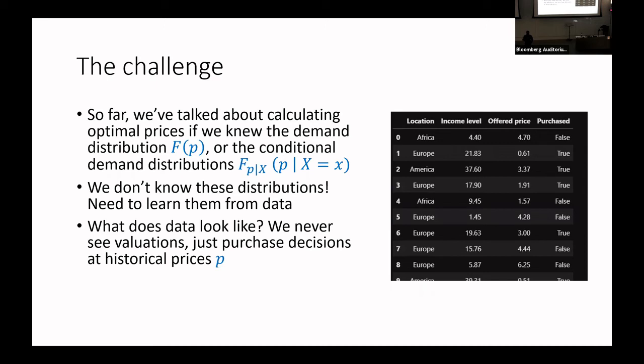So you never have data on their exact valuation. At best, you have data that looks like this, where you have a bunch of people with their covariates, then you have some offer, and then their decision. This is an example of censored data. All you observe is whether their valuation was greater than, for the first person, 4.7, or whether their valuation was greater than 0.61. So the task is we want to learn the distribution f of p, or the conditional distribution conditioned on covariates, using data that looks like this.